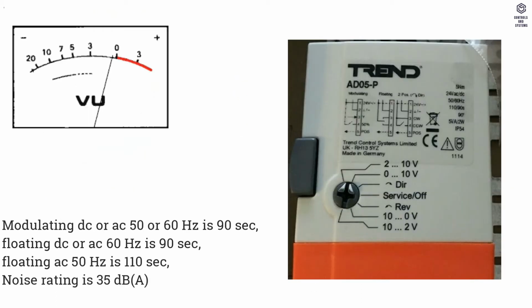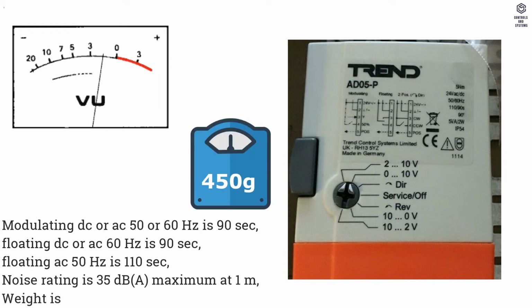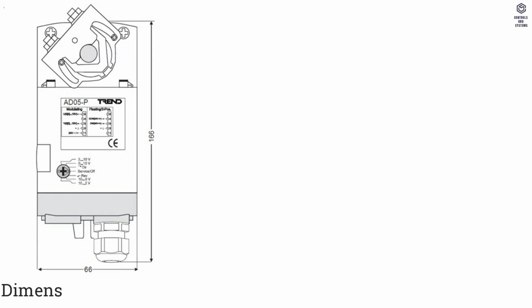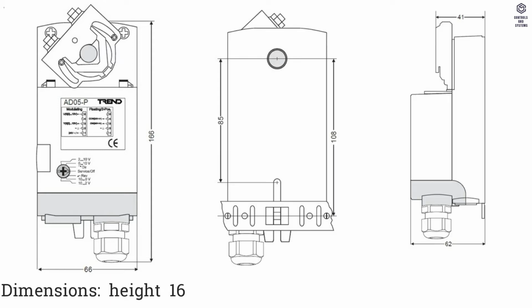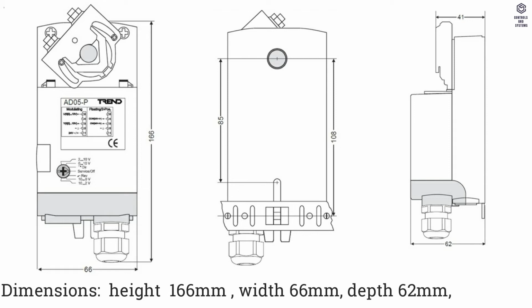Noise rating is 35 decibels A maximum at 1 meter, weight is 450 grams, dimensions: height 166 mm, width 66 mm, depth 62 mm.